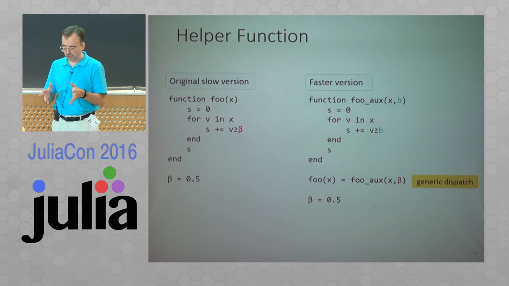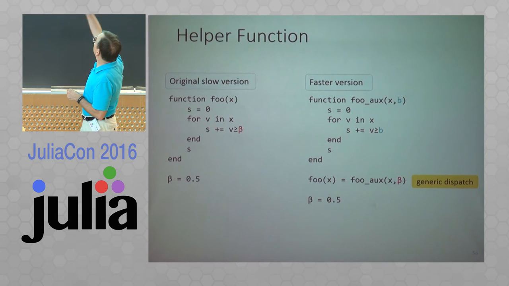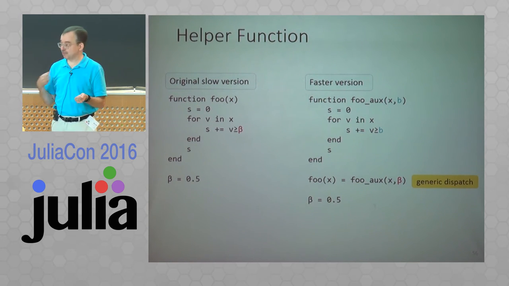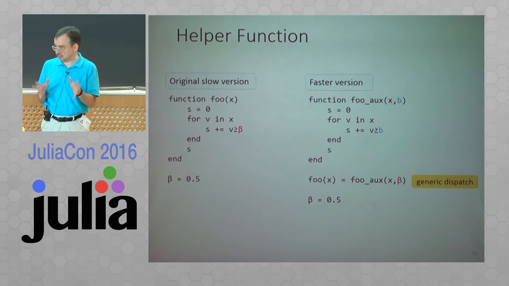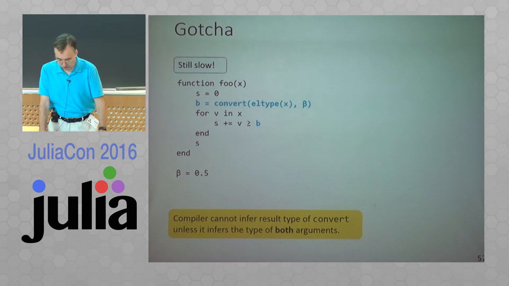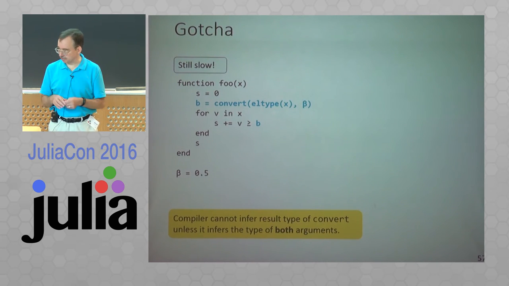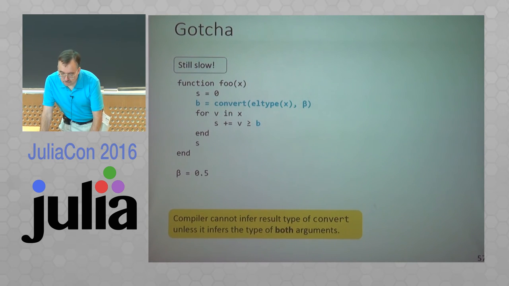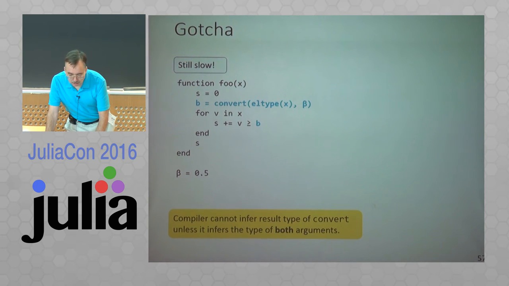So you see the foo is just a little helper function there, and its purpose in life is to take the x that I wanted and load beta into a generic dispatch. Then the dispatch will call foo aux, and at that point, I'll get a foo aux that's customized to specific types of beta at that moment. And then I do my real work in the foo aux, and it runs nice and fast. Let's see, and I want to make one other point about this trick.